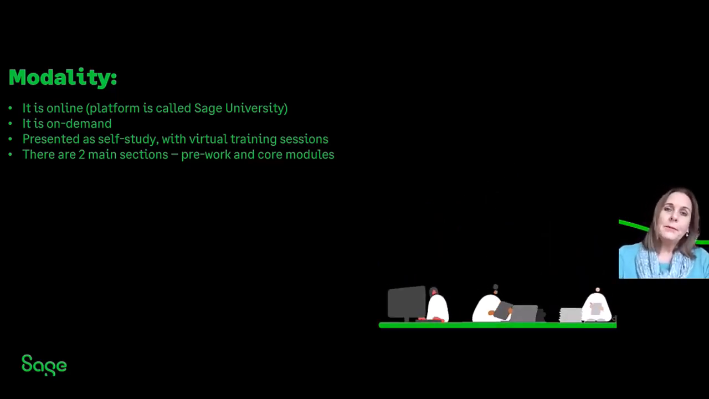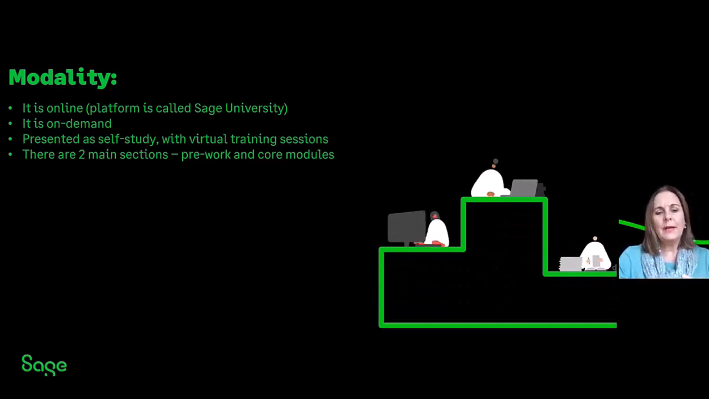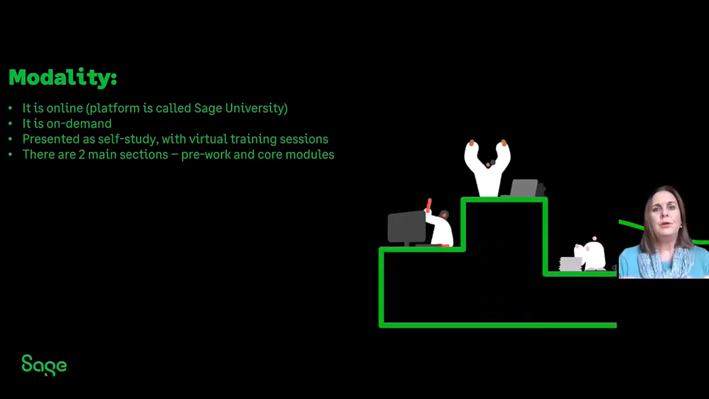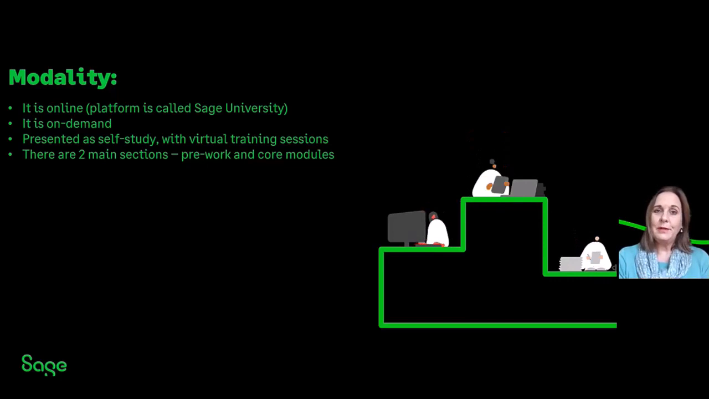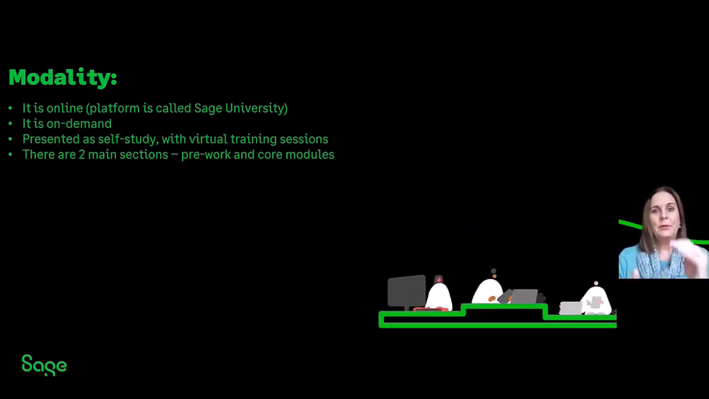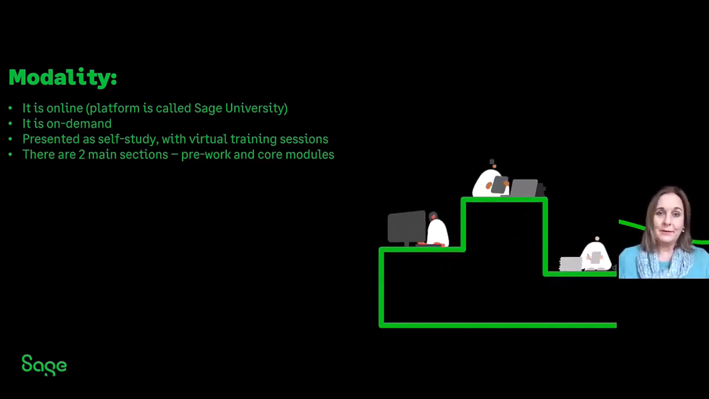The whole program consists of two main sections. We have what we call a pre-work section and a core module section. There are also two learning packages: a pre-work learning package and a core module learning package. But when we go through the steps in the workflow, I will explain a lot more about that.